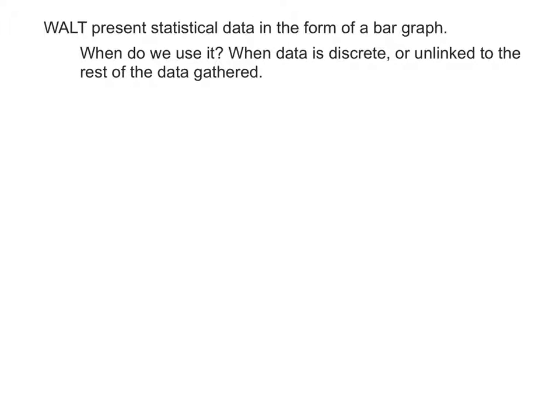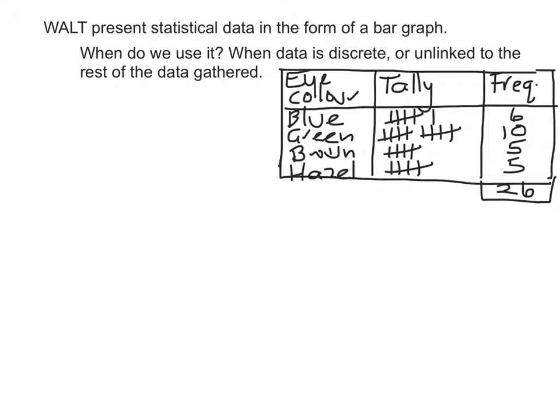Let's take this data now, or some imaginary data, and present it initially in a tally chart. So here we have a tally chart or frequency table showing the eye colours of students in room 4. Because that data is unrelated in each of the categories, the bar graph is one of the forms which we can use to display this data visually. So let's see how we go about that.